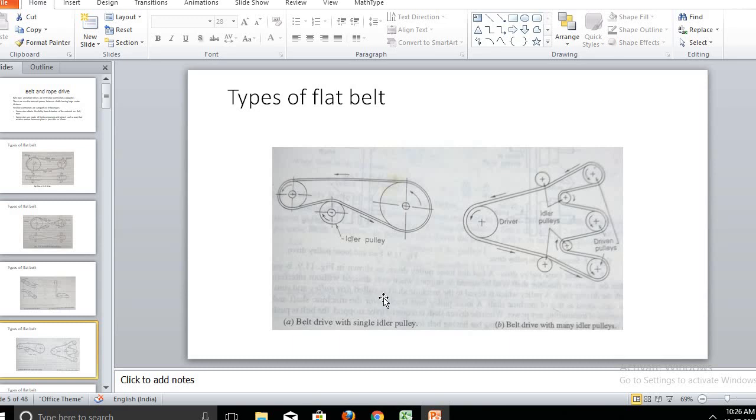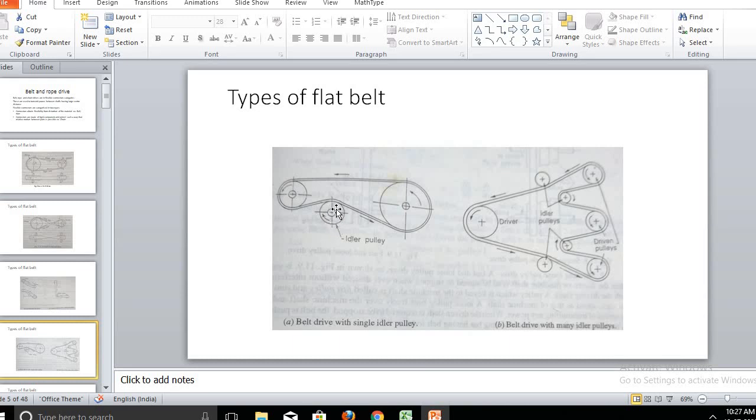Another belt drive we can use is with an idler pulley. In this, as in the last PPT we discussed angle of contact, here we discuss it in detail in this PPT also. The angle of contact of this belt with this pulley may sometimes be insufficient. This angle of contact we can increase by means of an idler pulley.